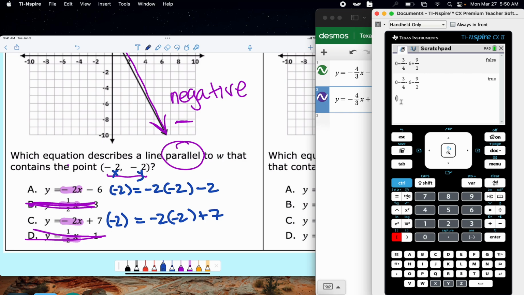So you have parentheses -2 equals -2, parentheses -2, and there's a lot of -2s, minus -2. That gives you false. So now let's try C. You have parentheses -2 equals -2, parentheses -2, plus 7, enter. That gives you false as well. Oh, I messed up.